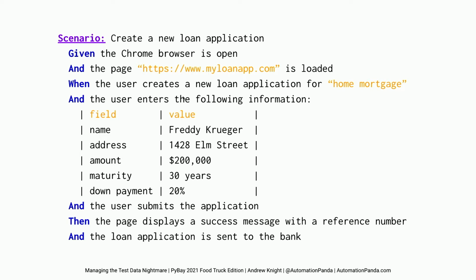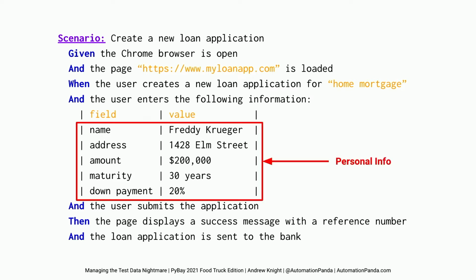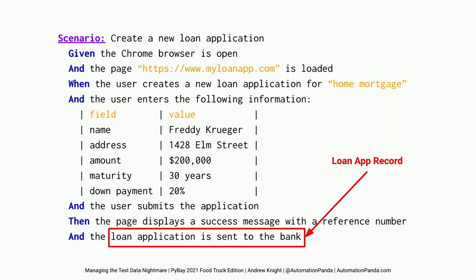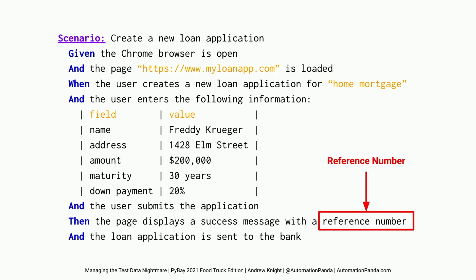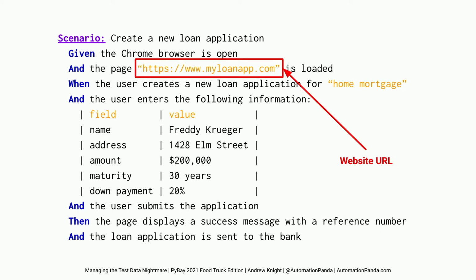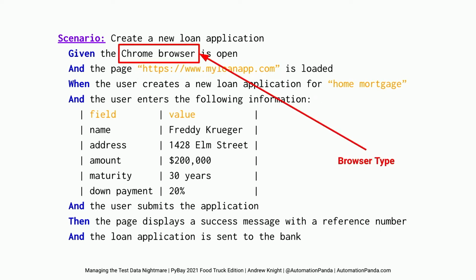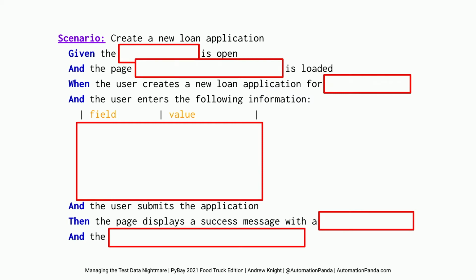This test creates and submits a new home mortgage loan application for the user. There are many test data points in this short scenario. Most apparently, there's all the user's personal info. There's also the type of loan, the record of the loan application sent to the bank, and the reference number shown to the user. Furthermore, the URL is config info, and the browser type is a test input. Test data is everywhere in this short scenario. And furthermore, the data is inextricable from the test. Without specific data, this test would be meaningless, right?